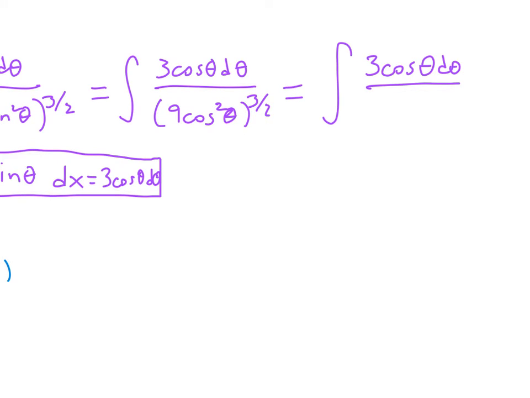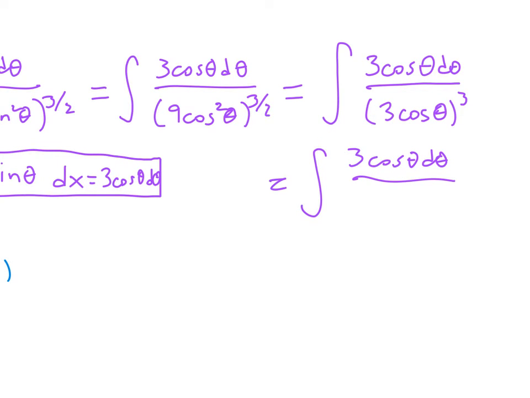and then that's going to be the same thing as 3 cosine of theta to the 3rd, which is going to equal the integral of 3 cosine theta d theta over 27 cosine to the 3rd of theta. Now at this point you might be wondering whether things are getting any better at all. I've got a whole bunch of cosines in here, and I'd started with something that didn't have any trig functions at all. But here's where the magic happens.